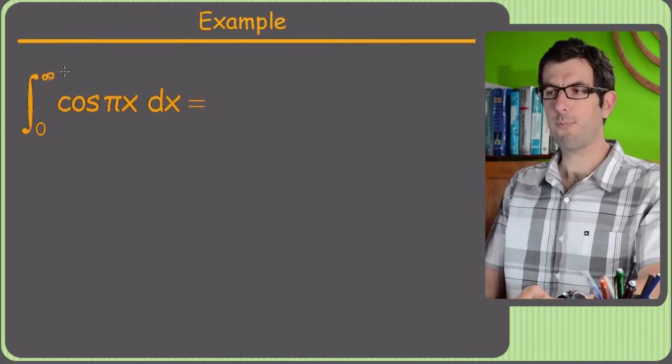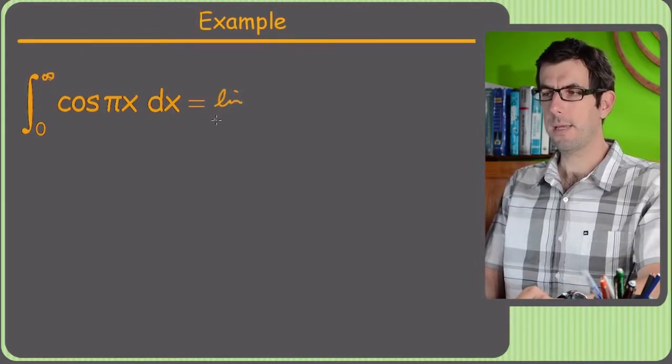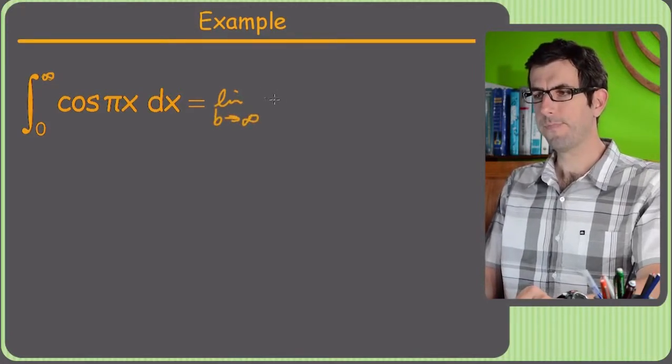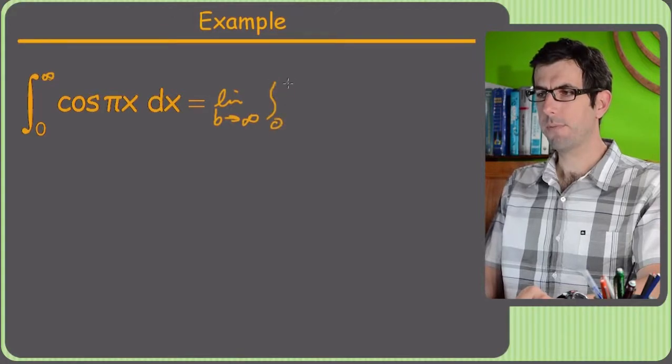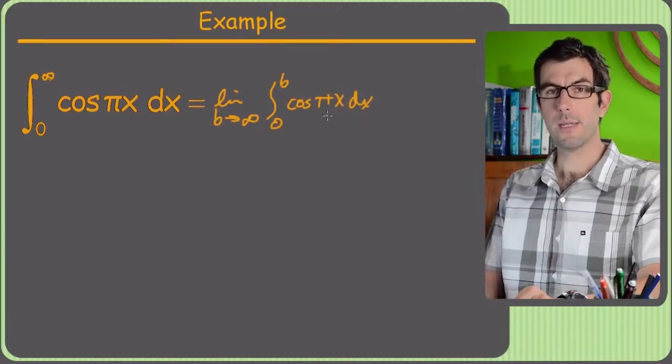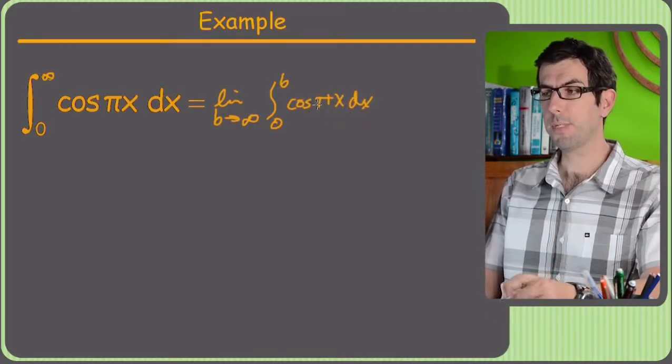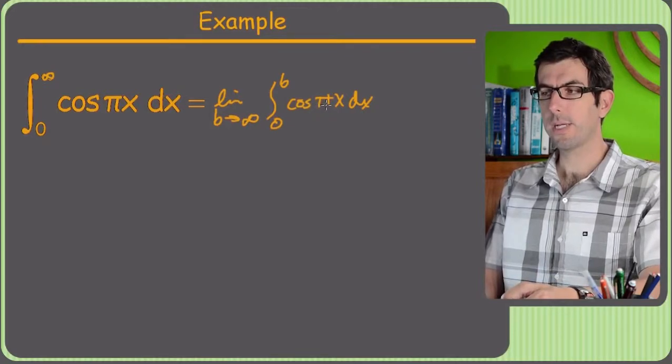So now, since we only have one limit, we're just going to take the limit as, call that b, approaches positive infinity, of the integral from 0 to b of cosine pi x dx. Now the one subtlety on this one is that we do have a u-sub situation because it's the cosine not just of x but of pi x. So that means we have to do u-sub.